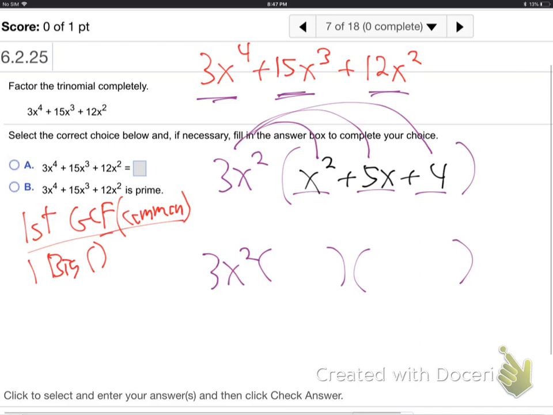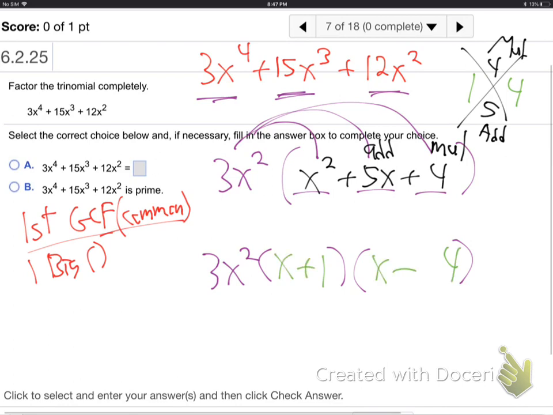Break it into the 2. Why? Because they multiply to be 4, add to be 5. So what two numbers multiply to be 4, add to be 5? Yeah, it's going to be 1 and 4. 1 times 4 is 4, and they add to be 5. So 1 and 4. X plus 1, x plus 4. Done. That whole thing is the answer. Kind of getting scribbly there. That whole thing is our answer.